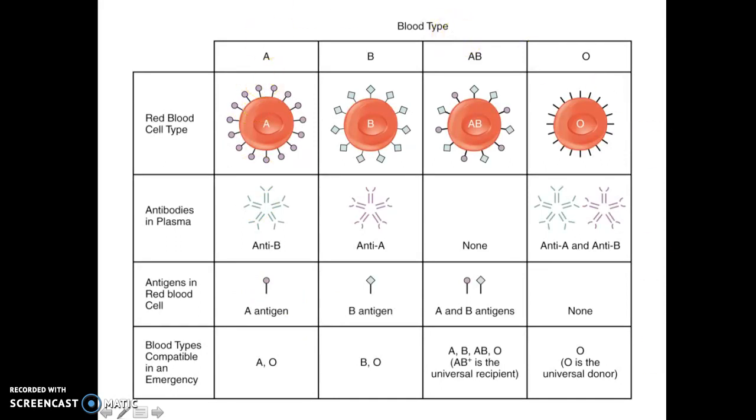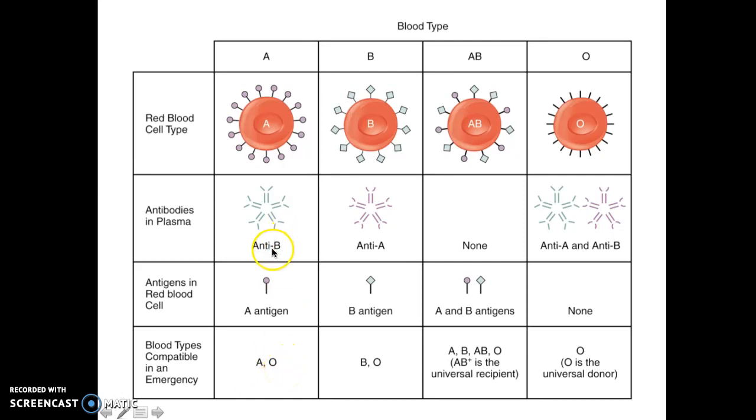This chart is on the back. This is a very great chart. It will tell you what your red blood cells look like, right? So if you're type A, you have A antigens. What kind of antibody do you have in the plasma? Anti-B. The antigen is A, like I said earlier, and what are you compatible with? A and O.